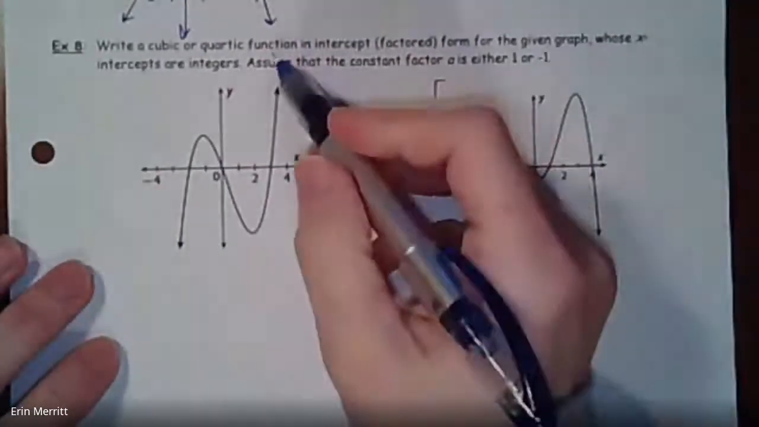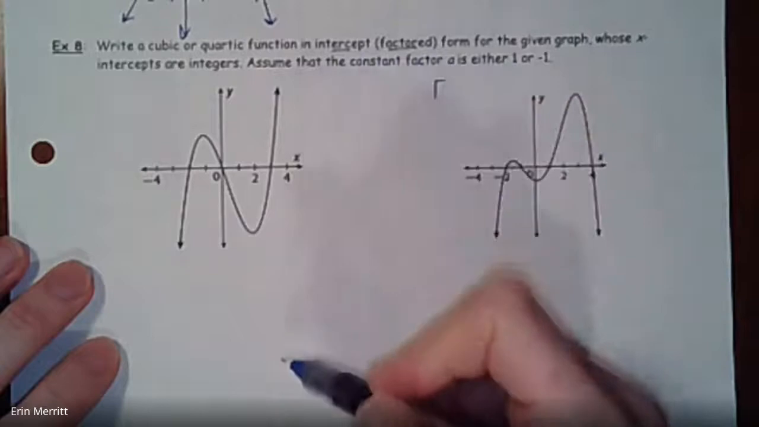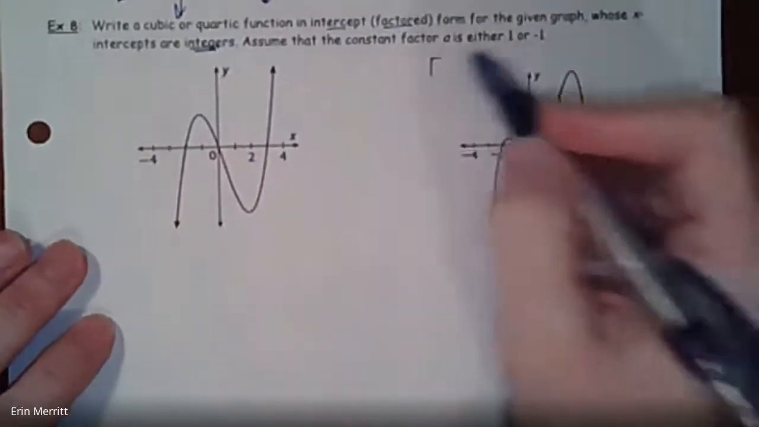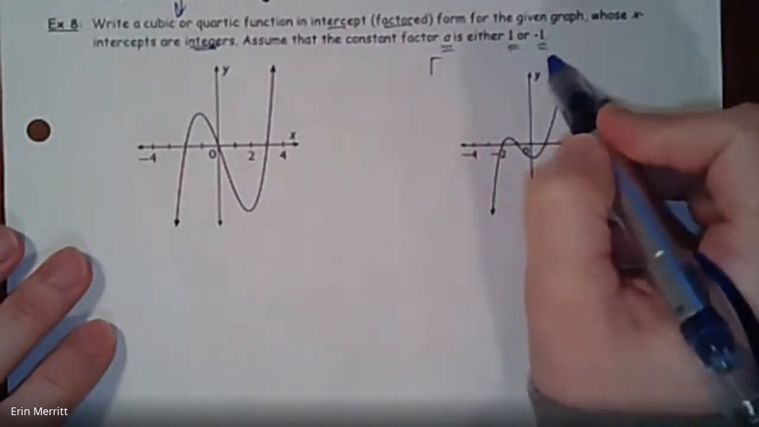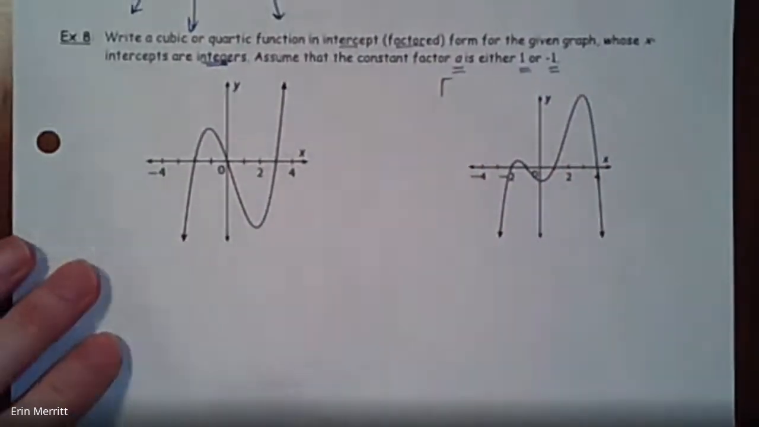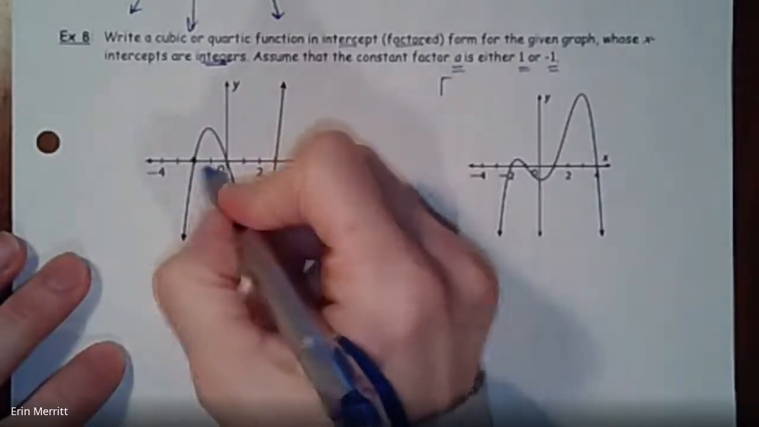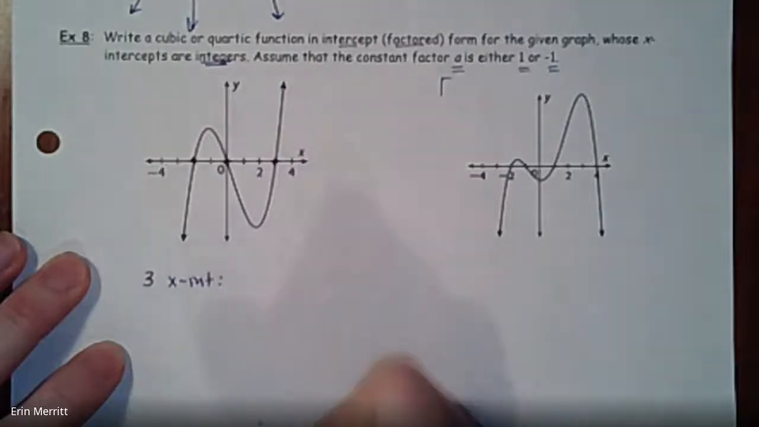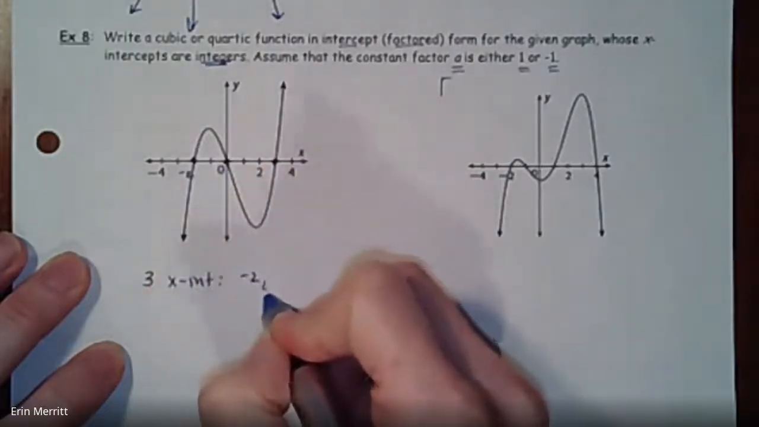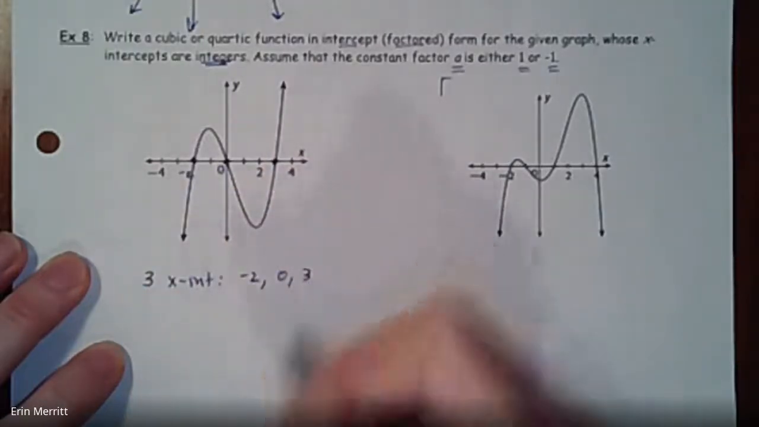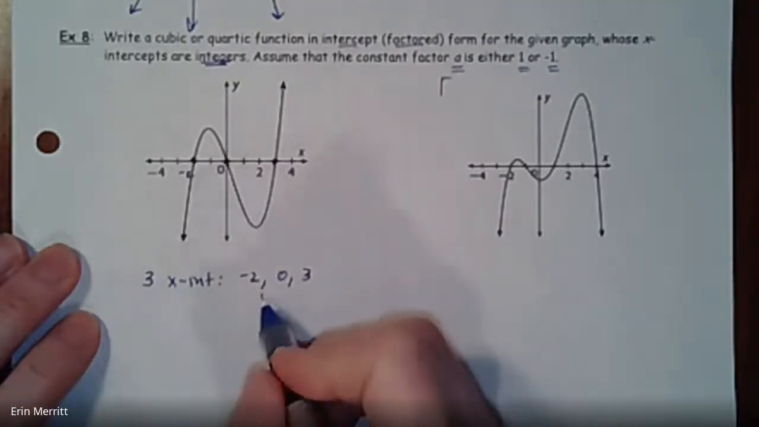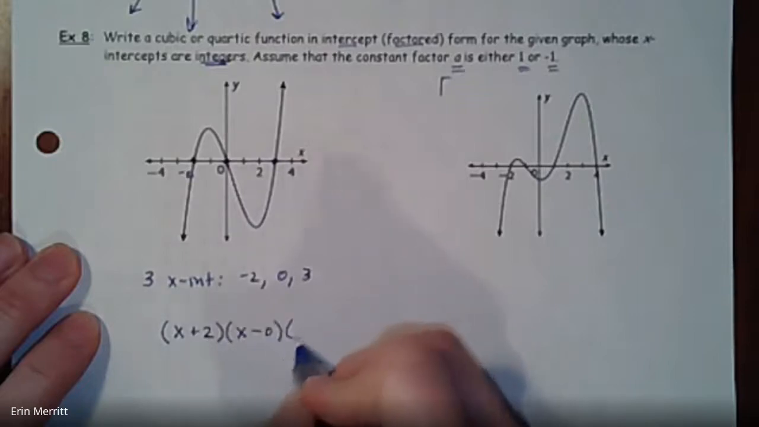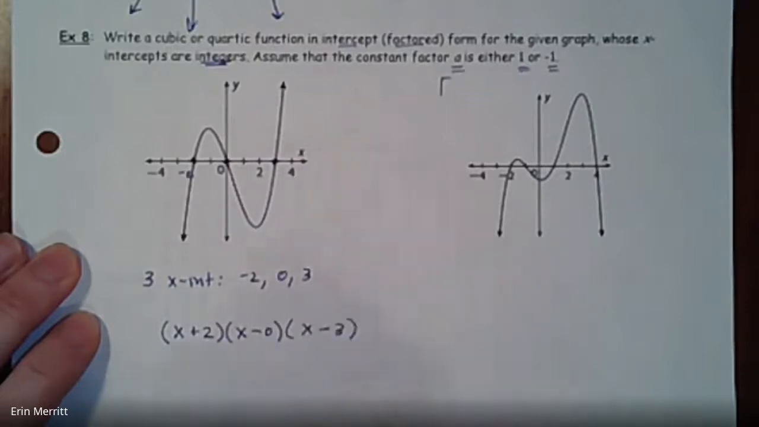And then our last question of the day, let's slide it up. Write a cubic or quartic function in intercept, meaning factored form, whose x-intercepts are nice integers, so pretty whole numbers, and then assume that the a value is 1 or -1. Awesome. All right, so for this very first one, take note of your x-intercepts. There's 3 x-intercepts. That tells you something right there. So at -2, at 0, and at 3. So in factored form, make sure we would switch the sign. So x plus 2, x minus 0, and then x minus 3.